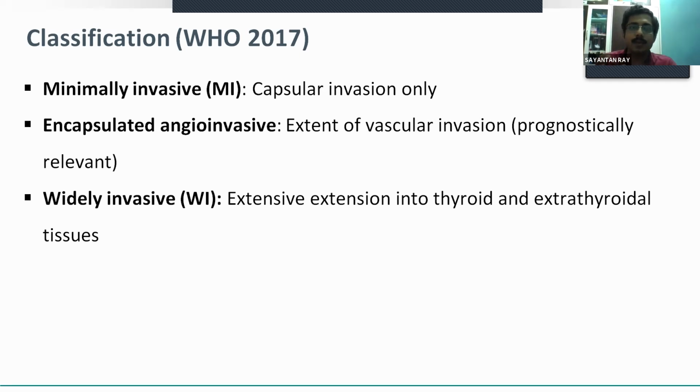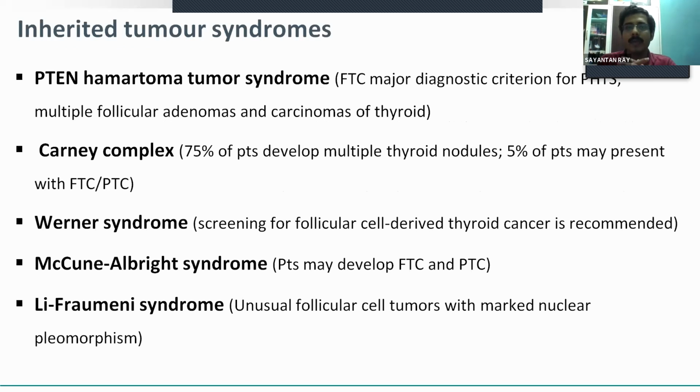Next is encapsulated angioinvasive. Here, the extent of vascular invasion is to be noted. That is the number of vessels invaded, whether less than 4 or more than 4. That is prognostically relevant. And the last one is widely invasive, when extensive extension is there into the thyroid and extrathyroidal tissues.